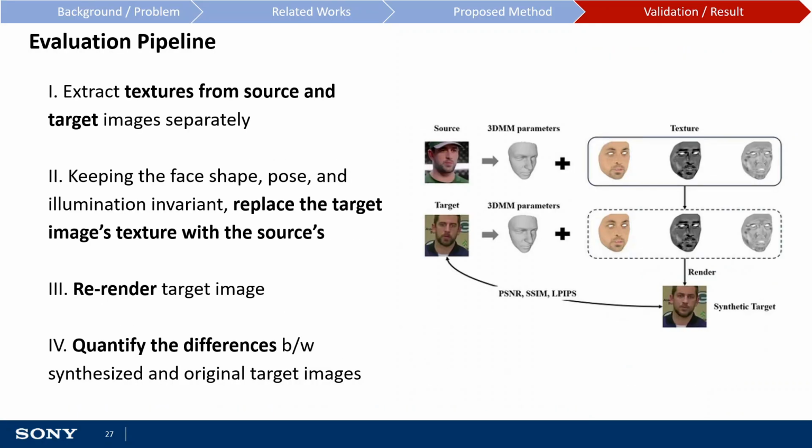To quantitatively assess the quality of recovered textures, face textures extracted from the occluded source images are leveraged to synthesize the unoccluded target images. Specifically, authors optimize source and target images separately following the training algorithm. Then, keeping the face shape, pose, and illumination invariant, they replace the target image's texture with the source's and re-render it to the synthetic result. This allows them to measure texture quality by quantifying the differences between the synthesized target and the original target.